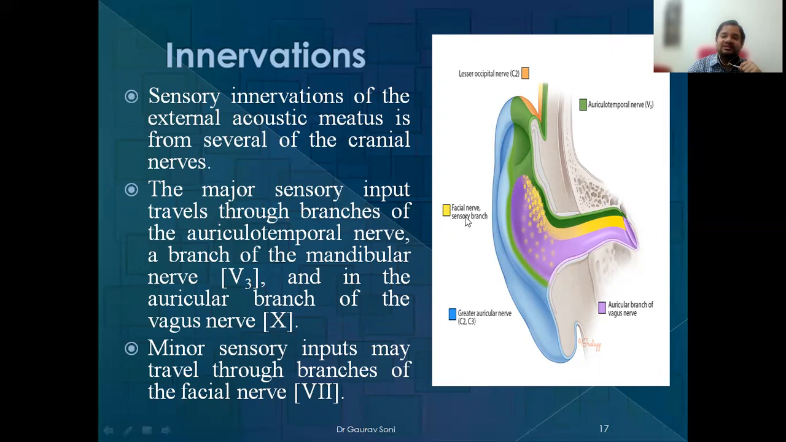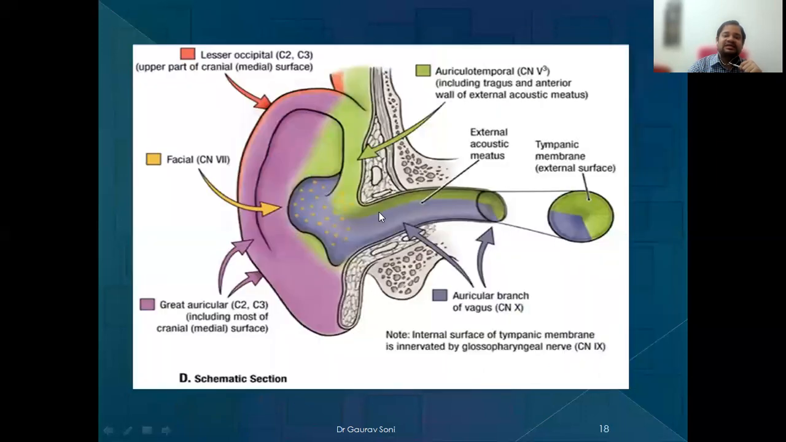Here you can see the yellow color is shown for the facial nerve, which will be a very little part. Greater auricular will be blue color, and auricular branch of vagus is from the purple side, and the green part is auriculotemporal part of V3, that is mandibular nerve. Minor sensory inputs are also from the facial nerve. So you can see all nerves are supplying the EAM part. This diagram gives you a better picture.